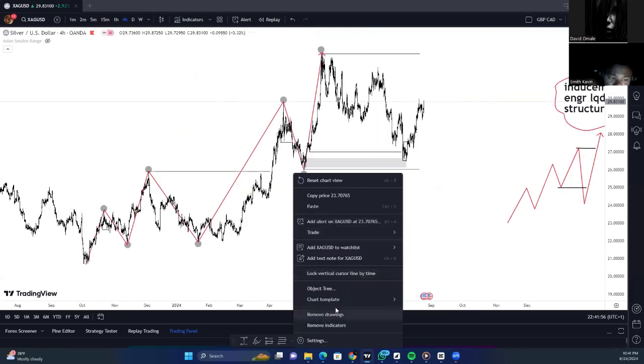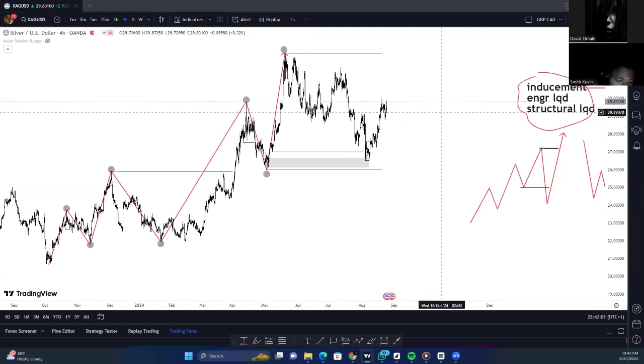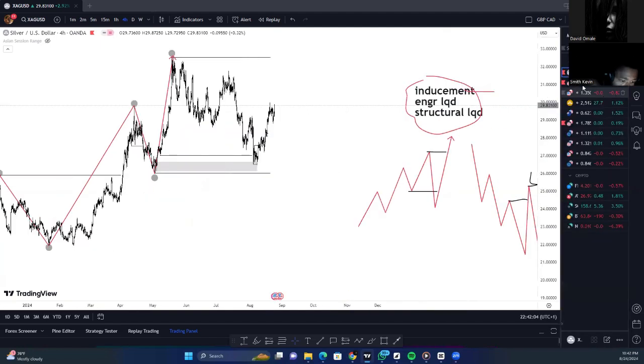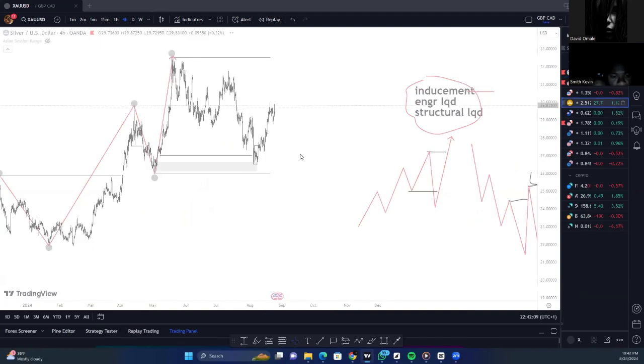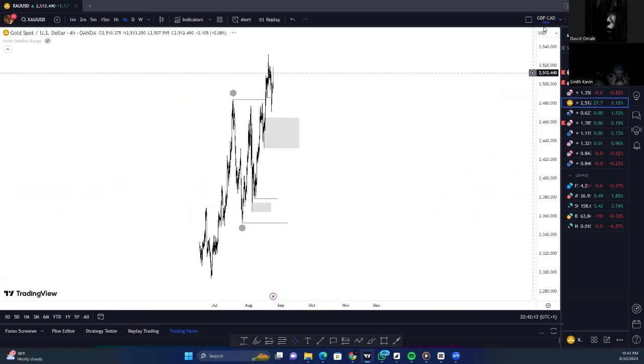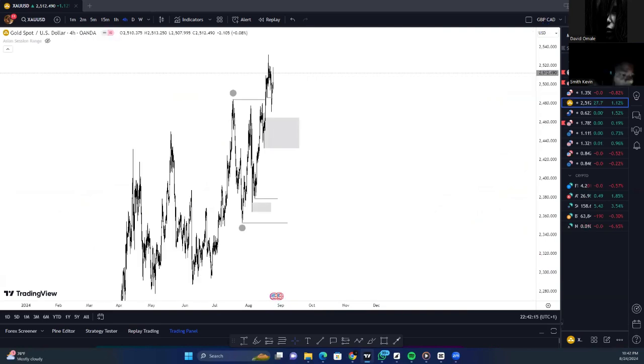So let's just go to the 4 hour and map out structures in some pairs and in some time frames. Let me use gold, it will be better. We used silver yesterday.